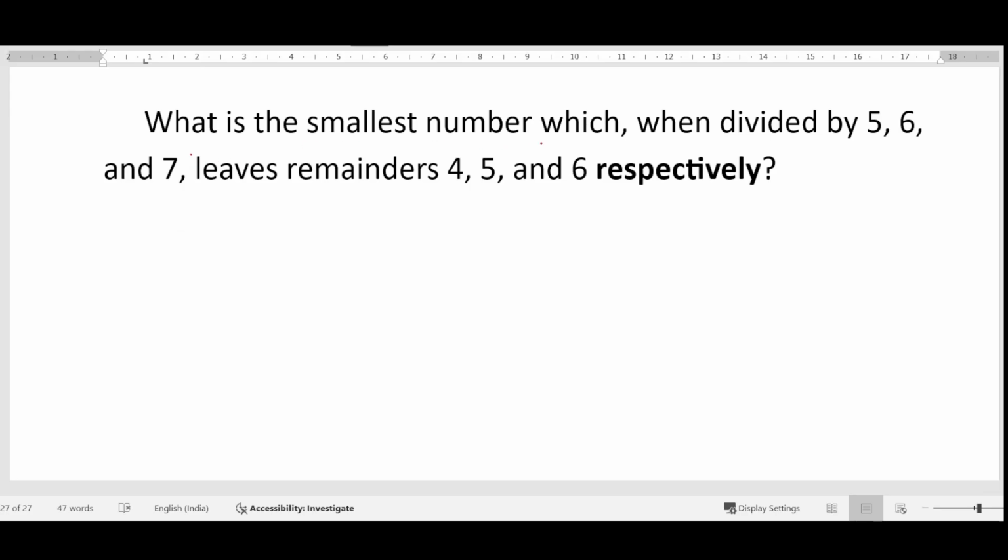What is the smallest number which when divided by 5, 6 and 7 leaves remainder 4, 5 and 6 respectively? So let the smallest number be say A. We know that dividend is equal to divisor into quotient plus remainder, right?